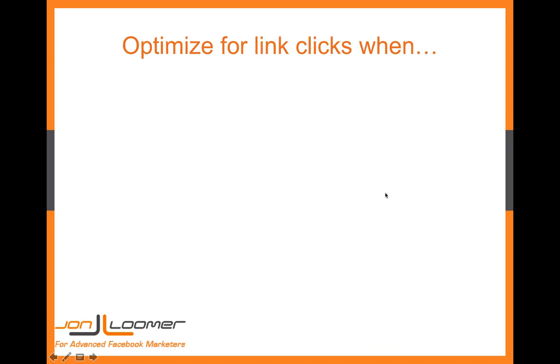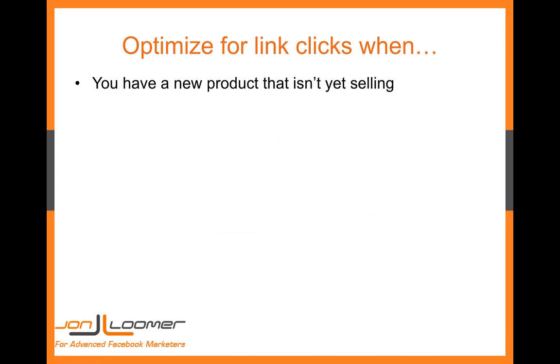Now you can optimize for link clicks as well. So one reason you might do that is if you have a new product. So it's really not selling yet, so Facebook doesn't have any results to be able to optimize. The first time, if you're going to promote that product the day it's launched, probably a good thing to do would be to optimize for link clicks in that case, because you just want to drive traffic at least. You want to send people there, and hopefully some of those people will buy.